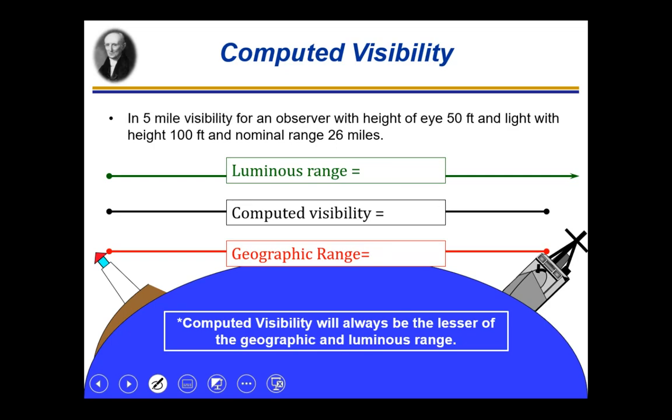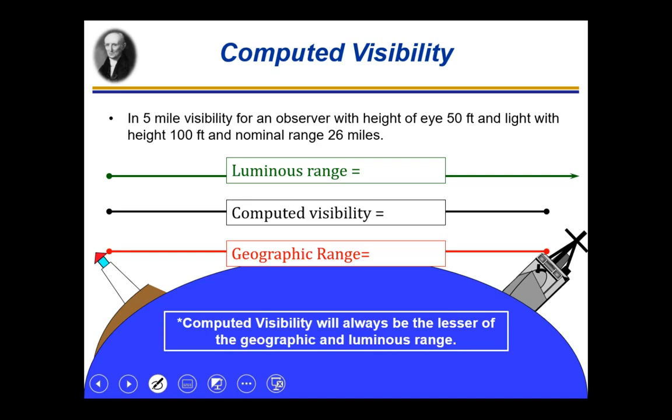So the next example, the only thing that's changed for this one is going to be visibility. In 5-mile visibility for an observer with height of eye 50 feet and light with height 100 feet and nominal range 26 miles, we need to determine both luminous range and geographic range, so that we can calculate computed visibility. Again, the height of the observer has stayed the same, so we're on the same ship. And the height of the light and the nominal range of the light are the same because it's the same light. The only thing that's changed, meteorological visibility has since decreased from the 10 down to 5 miles.